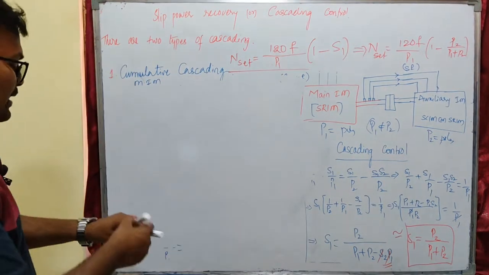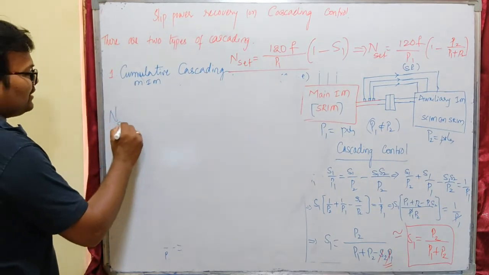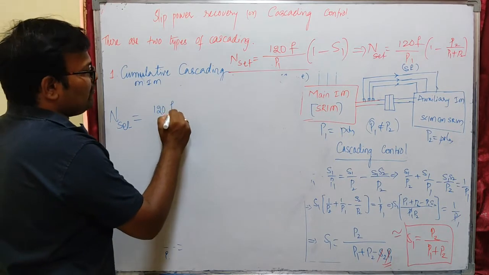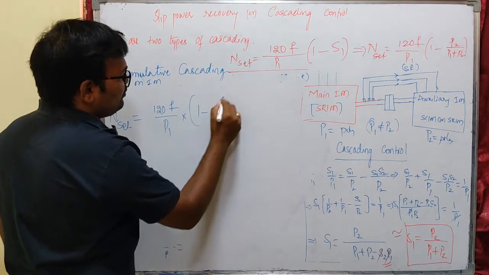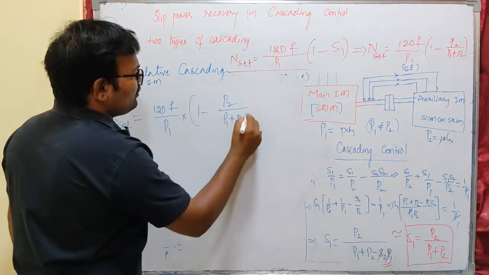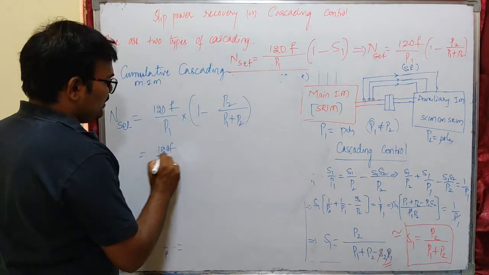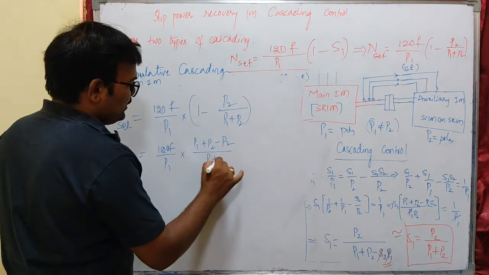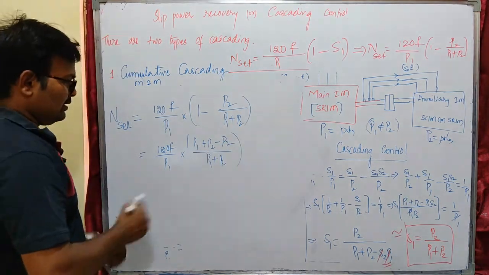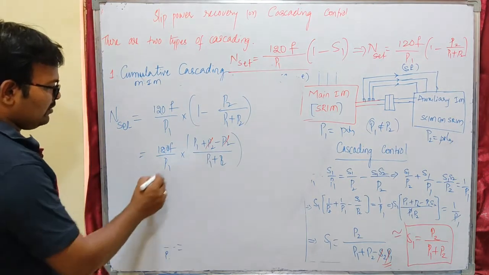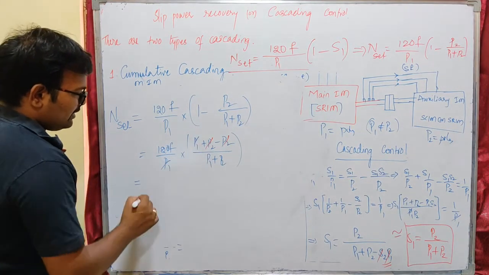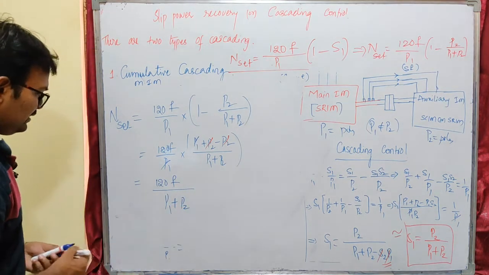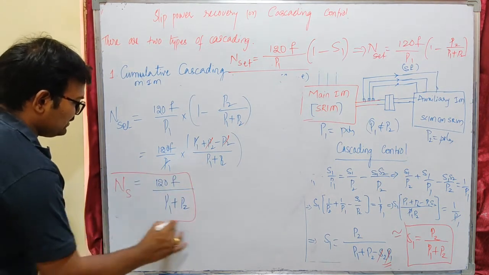Here I am writing the n set, the speed of the whole set, this is called the set. The speed of the set equals 120 into F by P1 into 1 minus P2 by P1 plus P2. If you rearrange this, that will become 120 into F by P1 into P1 plus P2 minus P2 by P1 plus P2. The P2s cancel, the P1s cancel, so you will be left with 120 into F by P1 plus P2. The set speed after cumulative cascading is n set.